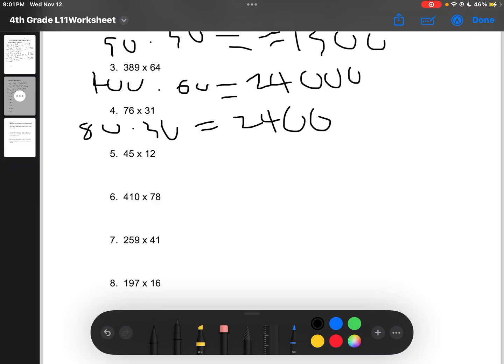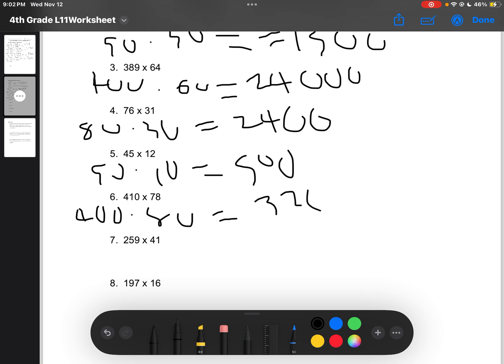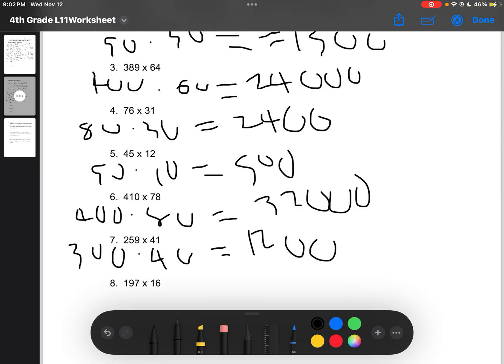Next, 45 times 12. 45 rounds to 50, 12 rounds to 10, and 50 times 10 will be 500. Number 6, 410 times 78. 410 will round to 400, and 78 will round to 80. Alright, what's our next one? It's 259 times 41. 259 rounds to 300. 41 will round to 40. So then if you do that, we'll get 12,000.